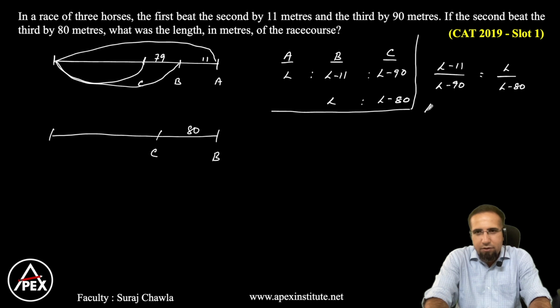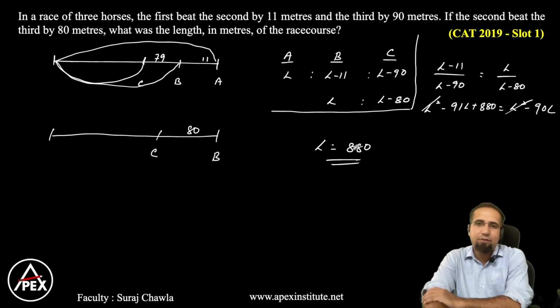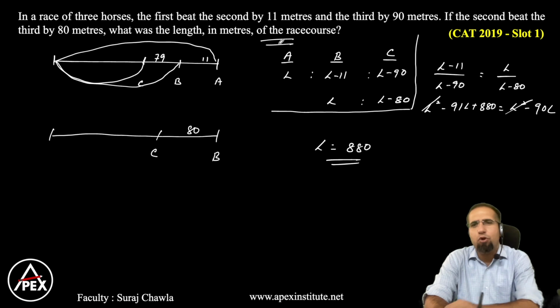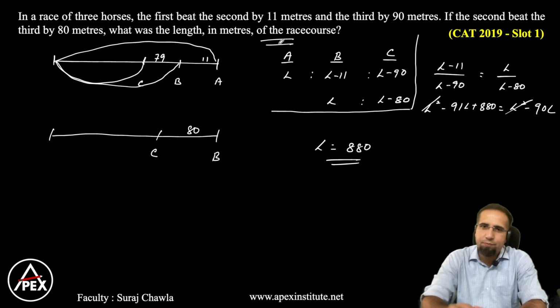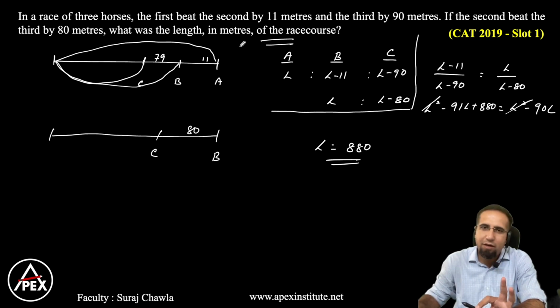If I simplify this, this becomes L square minus 91L plus 880 is equal to L square minus 90L. So L square and L square get cancelled. When we transpose the values, we get the value of L is equal to 880, and that is going to be the length of the race. And that's what is asked in the question. The length of the race is going to be 880 meters. Clear? So standard question, I repeat, all we have to do is equate the ratio of distances to the ratio of their speeds.